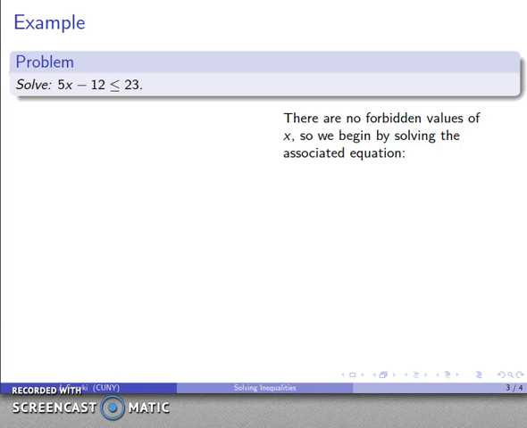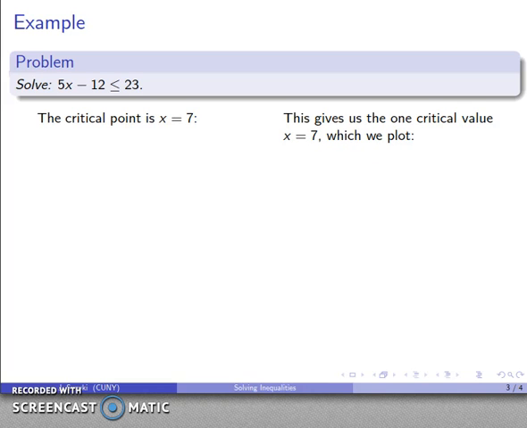All right, so I'll look at this expression, and whatever x is, I can multiply it by 5, no problem. I can then subtract 12, no problem. So any value of x is allowable here. There are no forbidden values, so we'll begin by solving the associated equation. And that's going to be almost the same statement, but I'll replace that less than or equal to, that inequality, with an equality. So that's 5x minus 12 equals 23, and I solve this using our standard methods, and I get x equals 7 as our solution. And so now that gives us our one critical point, x equals 7.